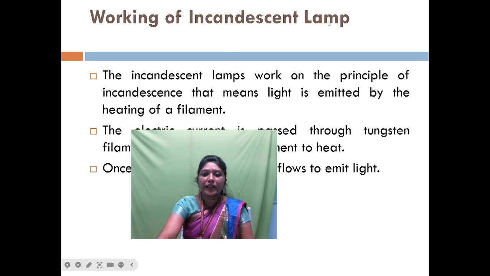So the working of the incandescent lamp is based on the principle of incandescence. That means the light is emitted by heating the filament. When the supply is given, the filament gets heated and this heat is converted to light, visible light, photons.